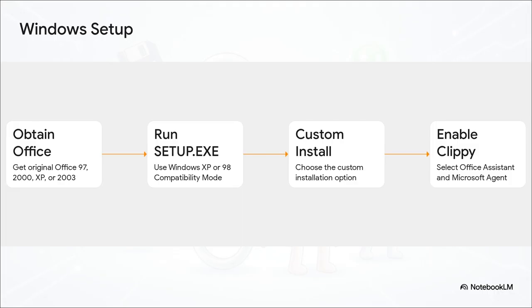And Step 4, this is absolutely crucial. You have to explicitly check the boxes for Office Assistant, Microsoft Agent, and animated helpers. Skip those and you're just getting a boring, totally normal word processor.